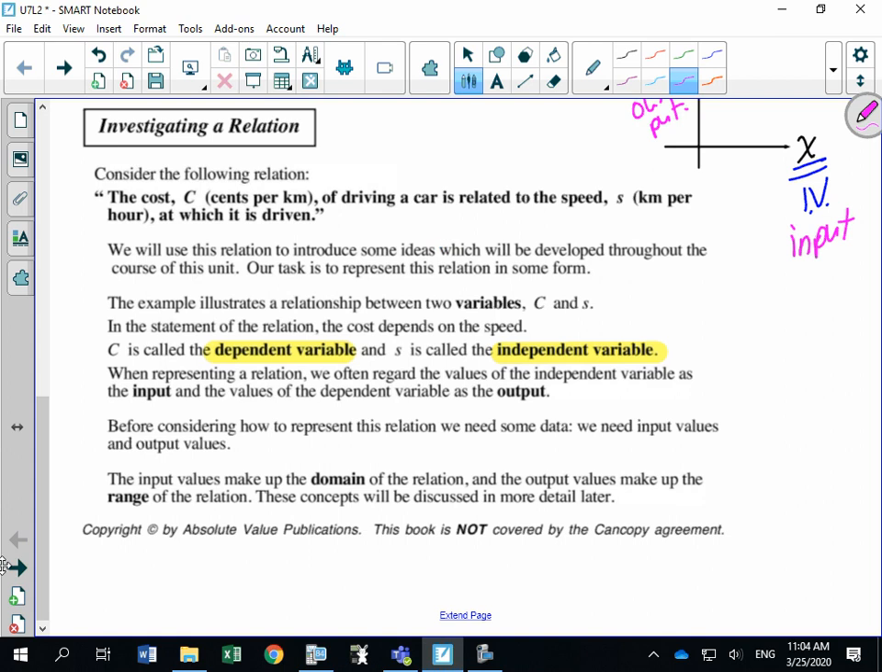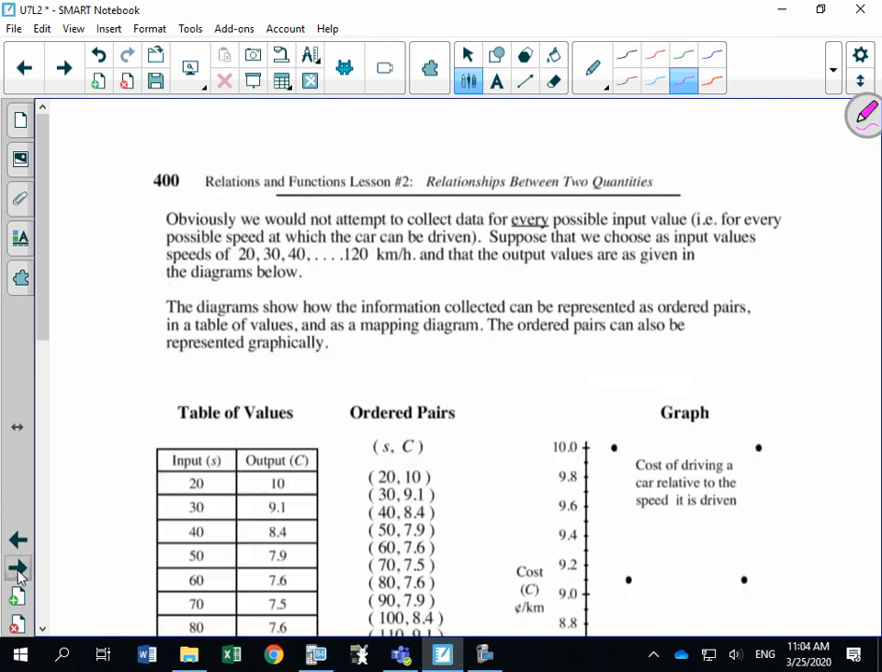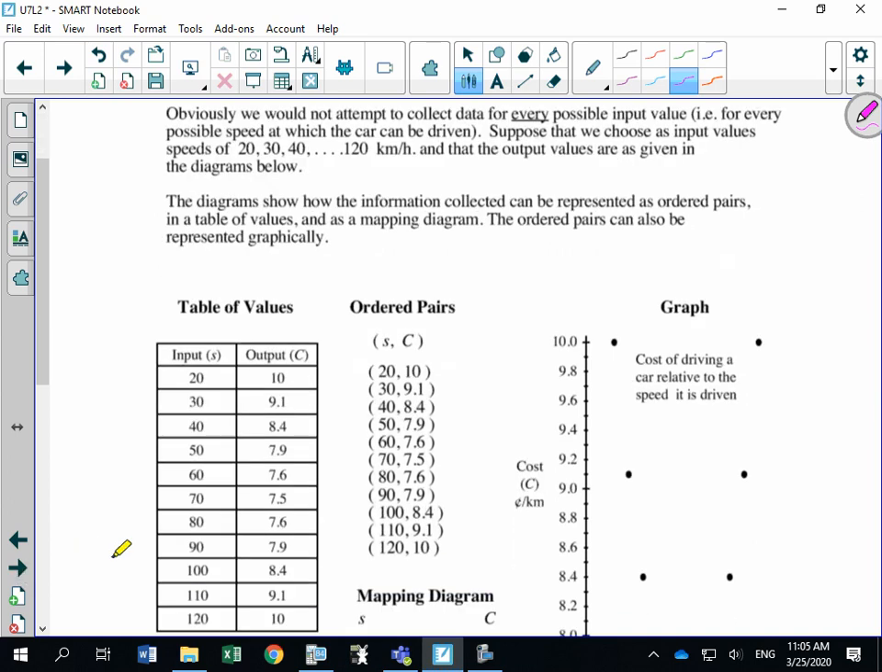Okay, so flip your page. And what this is going to show over here is different ways that we could represent relations. Okay, and we're going to be doing all of these different ways in this unit.